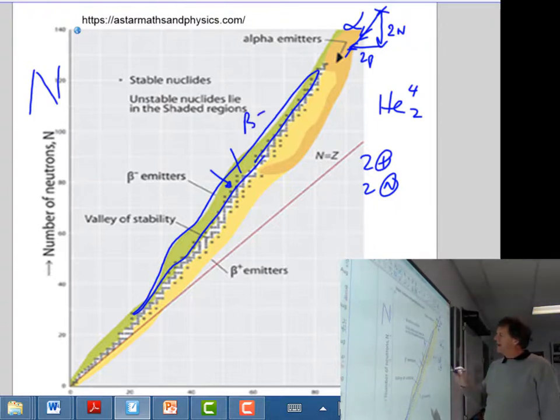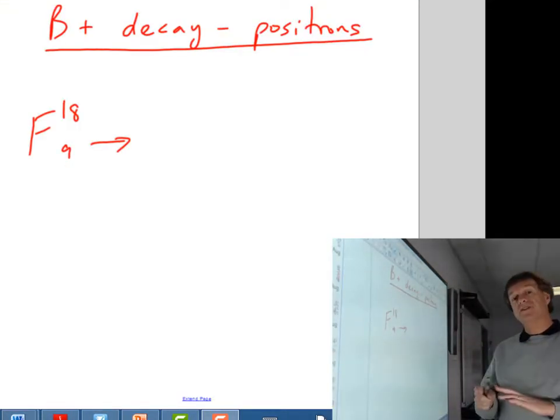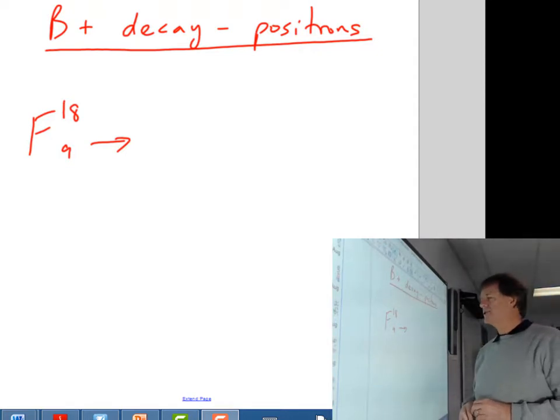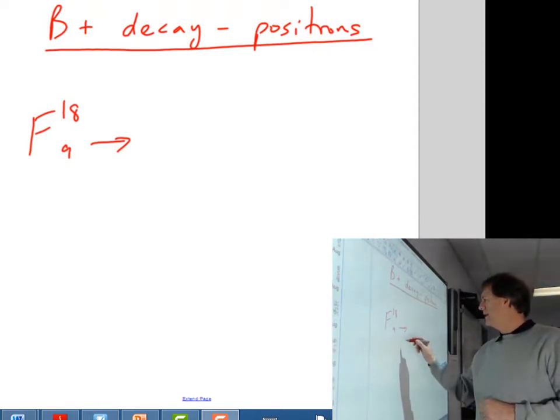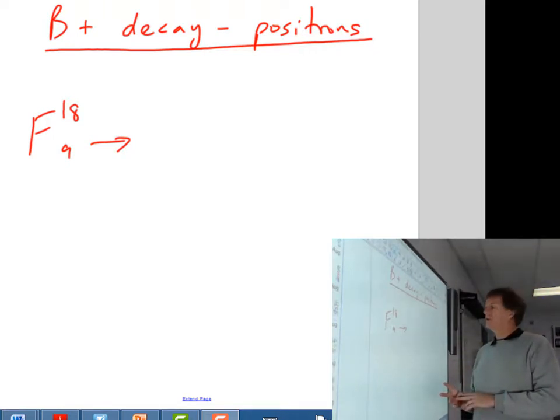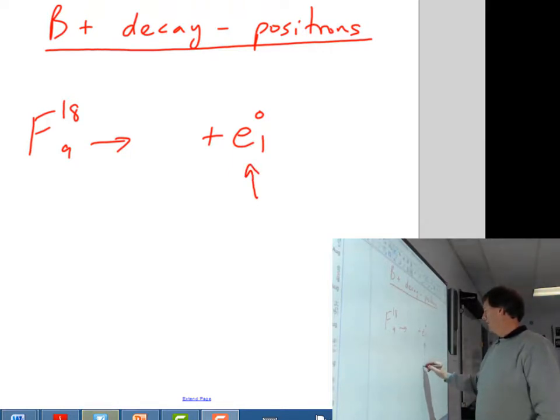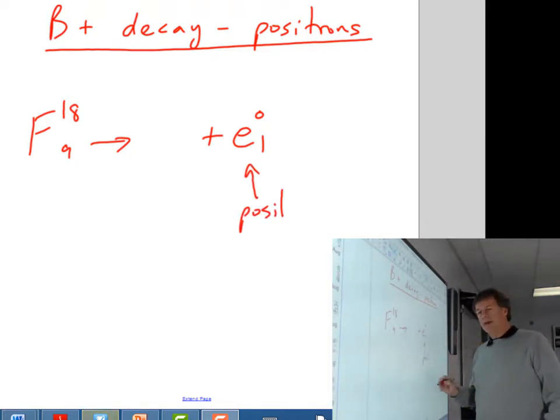So the next thing to look at is the beta plus decay, which is below the line there. Now the process of beta plus decay occurs for those that have too many protons, which is different. So this particular fluorine has too many protons. So what we're going to do here is convert a proton into a neutron, the opposite to what we did in beta minus decay. So this is going to release what's called a positron, which is identical to an electron, except it's got the positive charge instead of the negative.